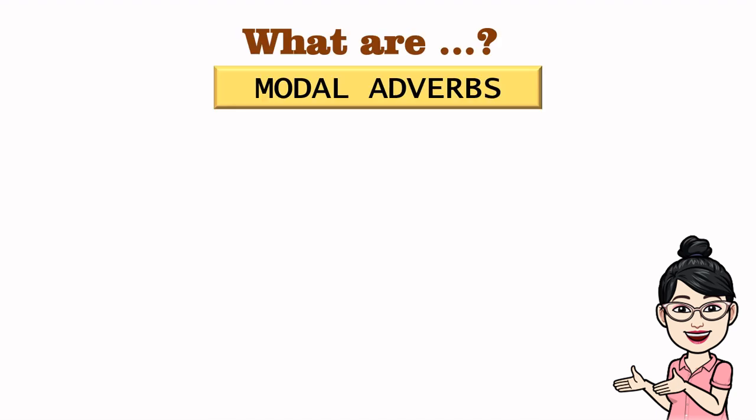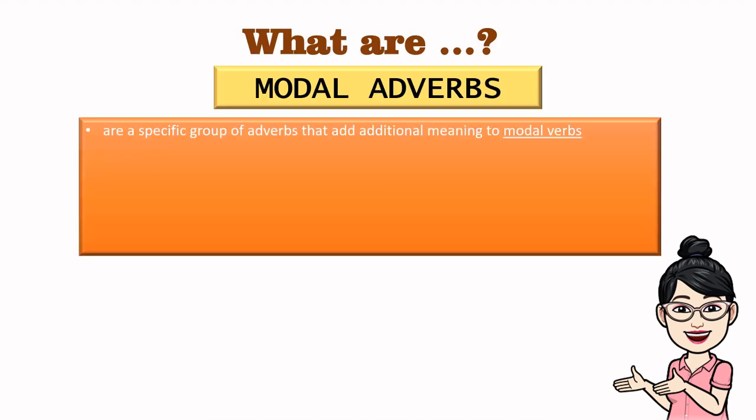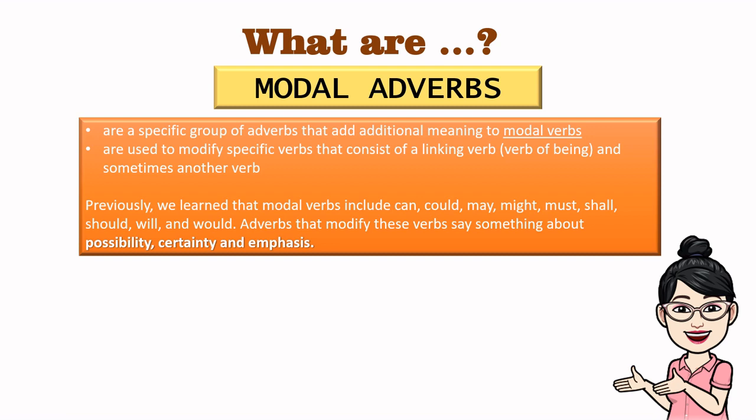Modal adverbs are a specific group of adverbs that add additional meaning to modal verbs. They are used to modify specific verbs that consist of a linking verb or verb of being and sometimes another verb. Previously, we learned that modal verbs include can, could, may, might, must, shall, should, will, and would. Adverbs that modify these verbs say something about possibility, certainty, and emphasis.